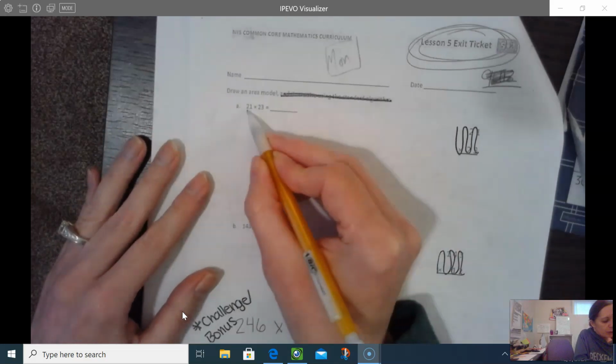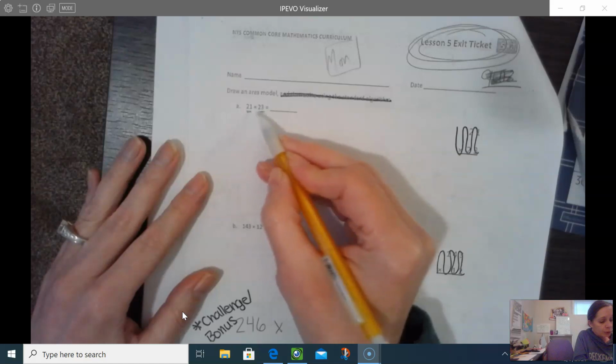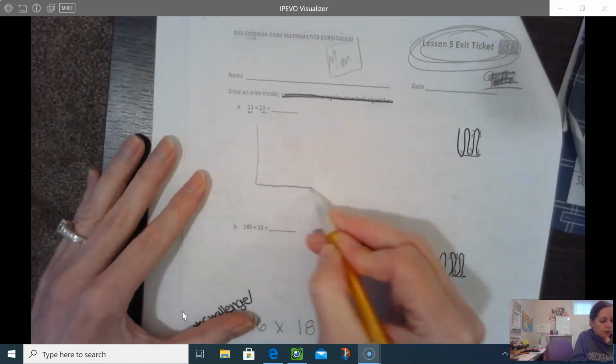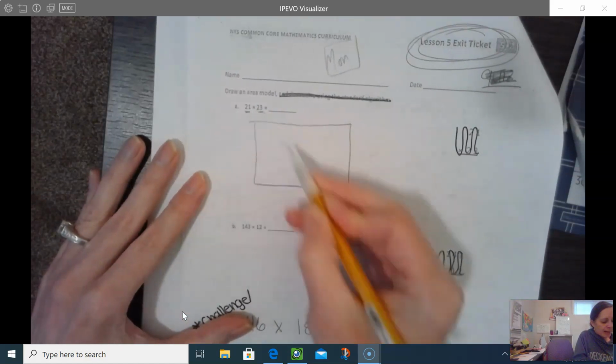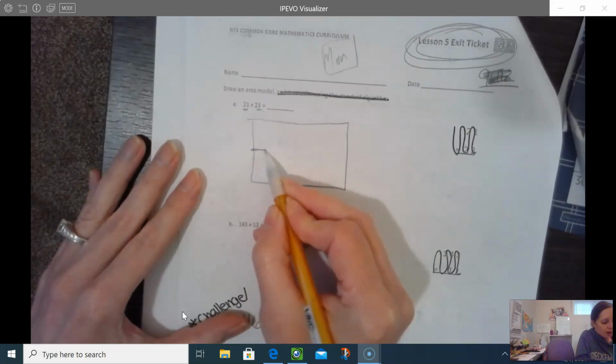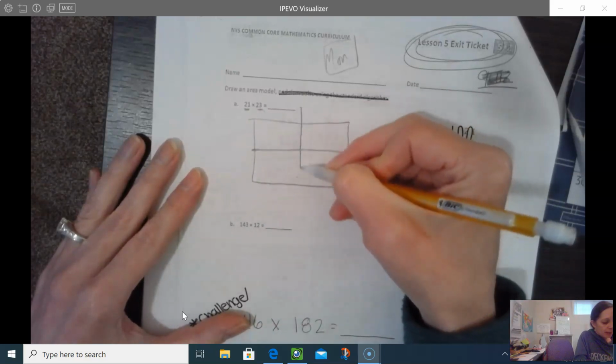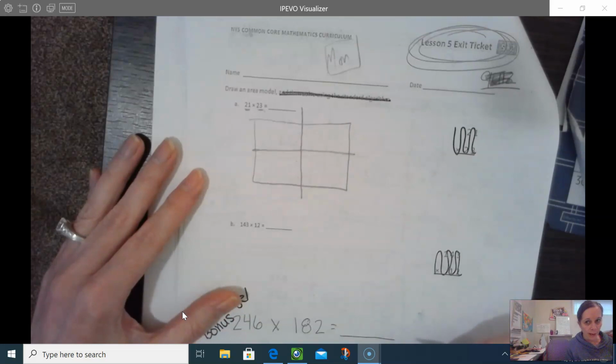So let's look at this one, and I need to draw my box first of all, and I know that my box needs to be a 2 by 2. So I'm going to draw my nice neat box, and I'm going to set up my horizontal boxes first. So I've got 2 boxes going this way, and now I need my 2 boxes going that way.